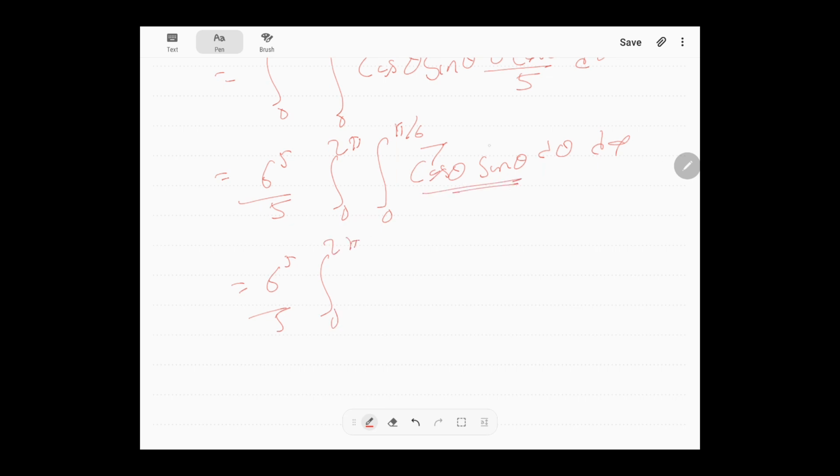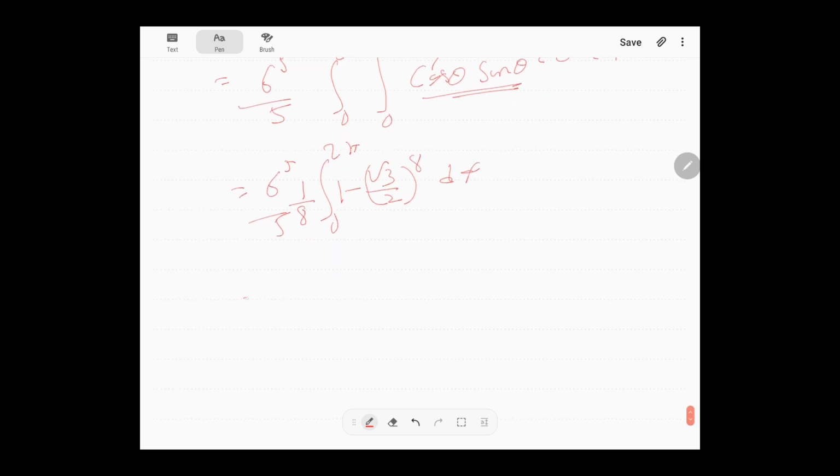Now this is 6 power 5 by 5, integral 0 to 2 pi. If I integrate it, minus cos power 8 by 8. Cos theta, if I put t, minus sin theta d theta is dt. So t power 7 dt, that is minus t power 8 by 8. If I substitute the upper limit, pi by 6, cos pi by 6 is root 3 by 2, root 3 by 2 whole to the power of 8 with a minus sign. If I substitute the lower limit, cos 0 is 1, minus of minus is plus. So 1 minus root 3 by 2 whole power 8 by 8 d phi.